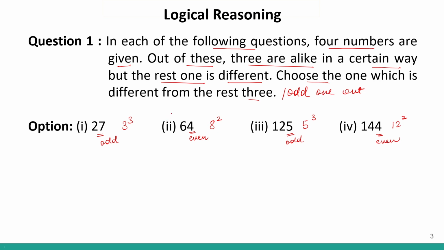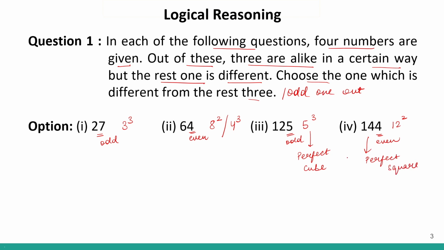Now, if we look at these numbers, 64 is 8 square, but 64 is also known as 4 cube. Correct? 64 is a number which is 8 square, but it is also 4 cube. This number 125 is a perfect cube. Correct? But is it a perfect square? No. 144 is a perfect square.